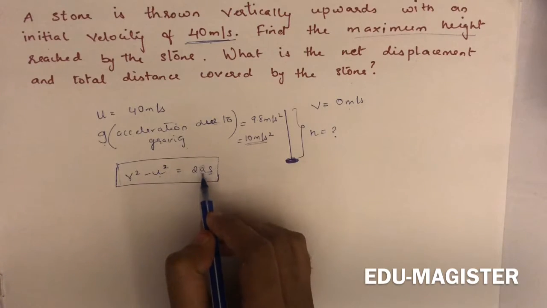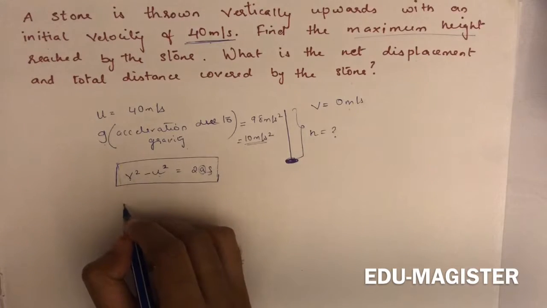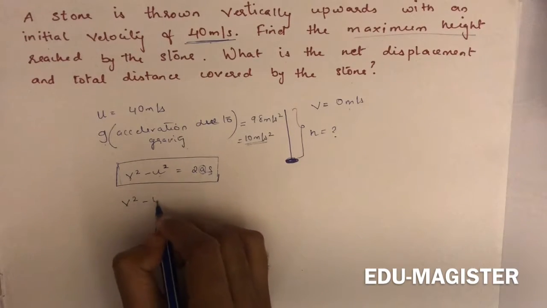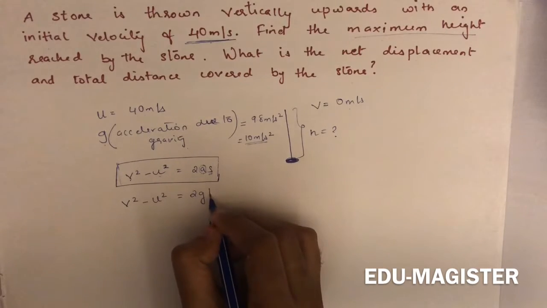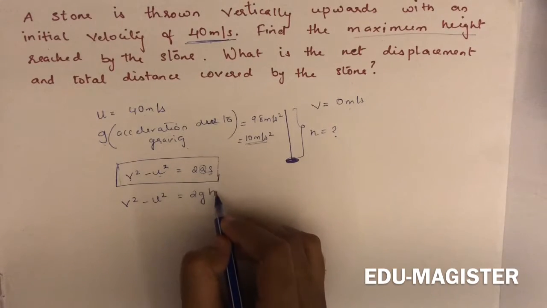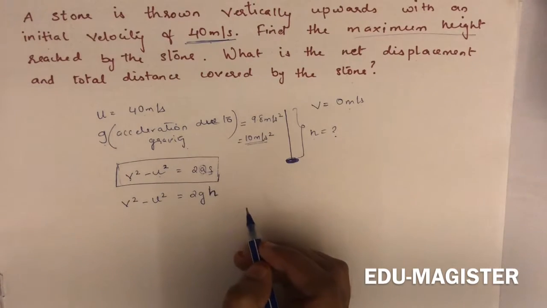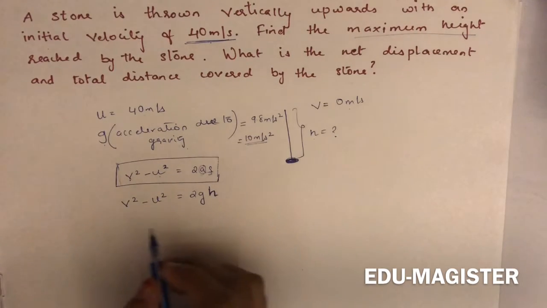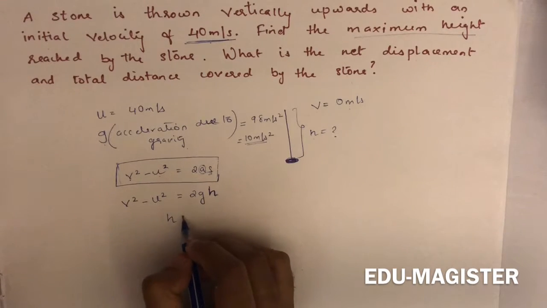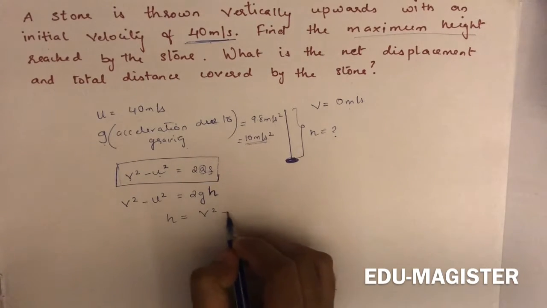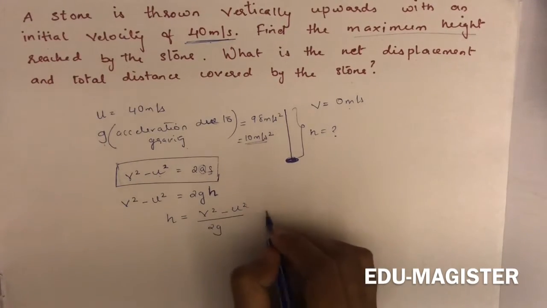So instead of this a, I'll replace it with g. My final equation will be v square minus u square is equal to 2gh, and I'll write h instead of s because we are calculating height, right? Now here we need height, so let me write h is equal to v square minus u square by 2g.